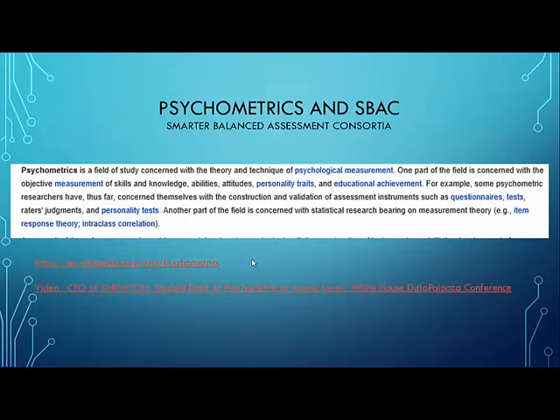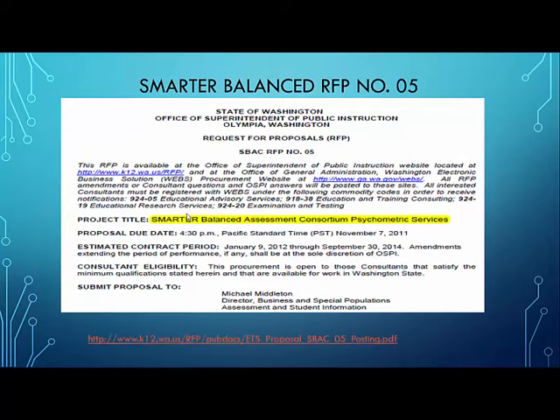Okay, moving right along here, we're going to be talking about psychometrics just a little bit. And this is so important because psychometrics is a psychological measurement. What it measures is abilities, attitudes, personality traits, educational achievement, knowledge, skills, etc. And how they gain that information or measurement is through assessments, such as questionnaires, tests, personality tests, and so forth. What I want to show you is this.